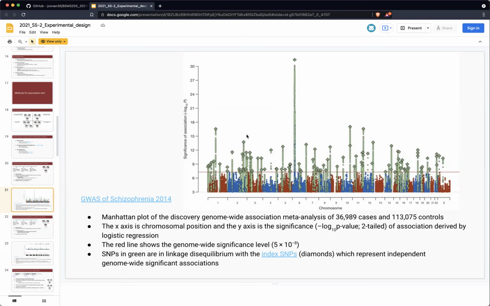I don't know why people name it this way, but I mean, it reminds people of the buildings in Manhattan in New York, and people call these types of plots a Manhattan plot. On the x-axis is the order of the chromosomal position, from chromosome 1 to X and Y, but normally Y is omitted because it doesn't exist in females. So we normally compare the ones that exist in both sexes. And the y-axis is the significance of association, which is the minus log 10 p-value, right? So we can show how much each SNP is associated with the disorder.